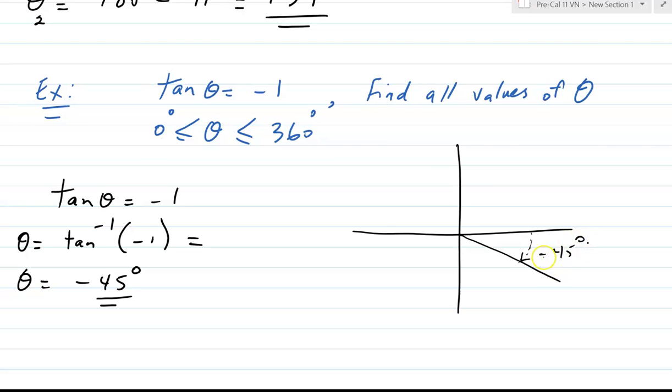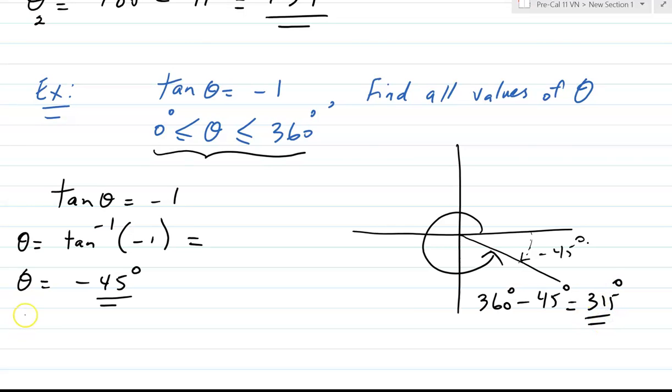But we can't have a negative angle because the domain that is given to us is between 0 and 360 degrees. So what is the first angle in the fourth quadrant? Well, our angle is at 360 degrees minus 45 degrees, which is 315 degrees. So this theta, minus 45 degrees, is a coterminal angle to 315 degrees. So that's our first angle. I mean, it's not necessarily first or second, but that's one of them.